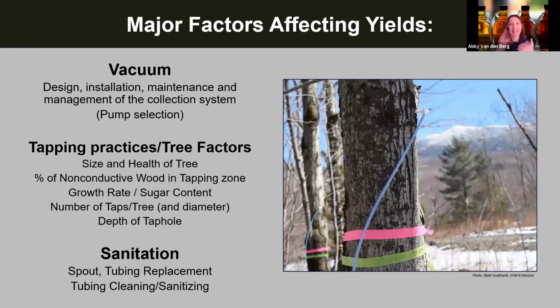With the understanding that Mother Nature really controls all and is the ultimate decider, there are, after that, really 3 major factors that affect the yields that we're able to get from trees, so the amount of sap that we're able to extract from individual trees. The first one is obviously the level of vacuum. We also have sanitation practices, tadpole and tubing sanitation practices, and then a whole category of factors related to our tapping practices, as well as factors related to the tree, everything from tree size to growth rate to the number of taps per tree.